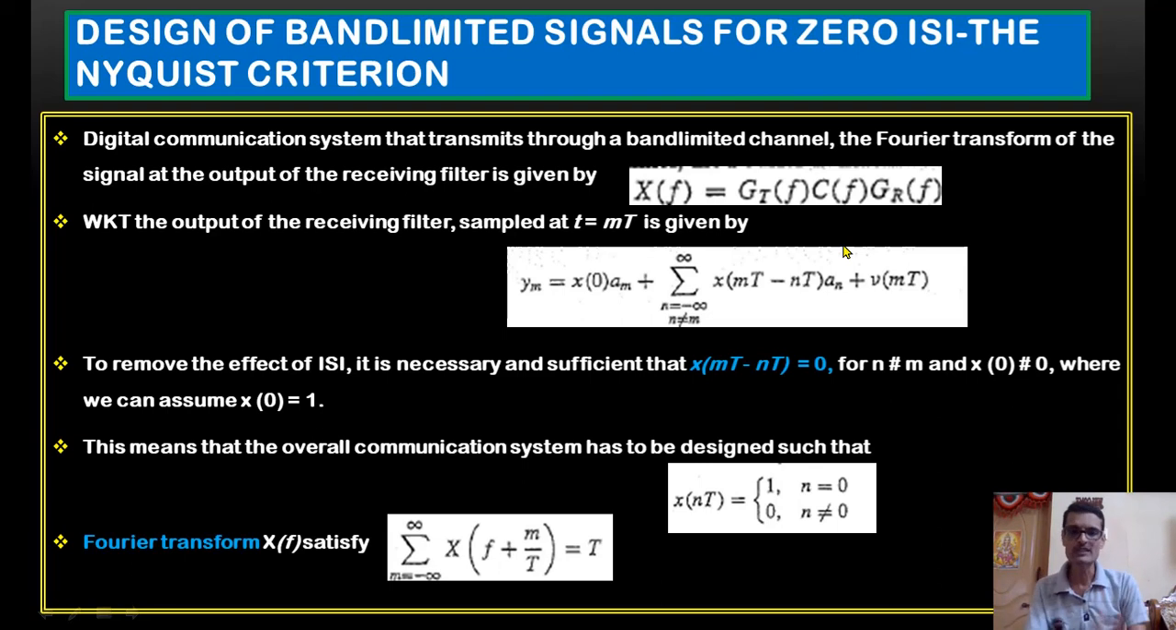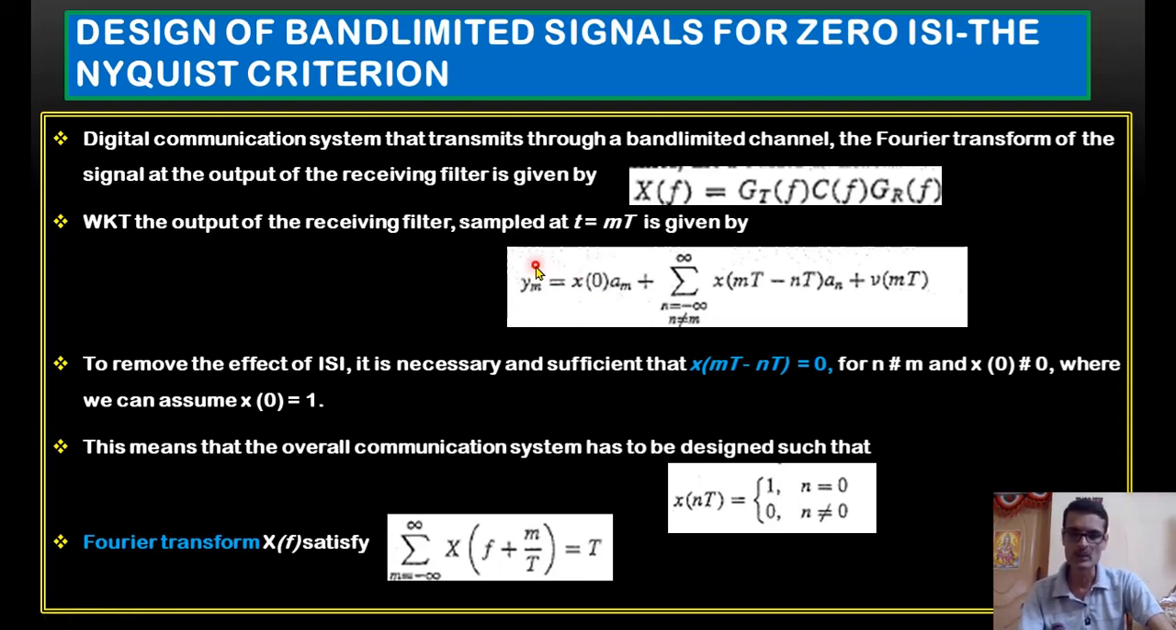So in the output of that receiving filter, the overall response, that is X of f of the received signal, is given by GT of f multiplied by C of f and GR of f. I have explained this in my last video. You also know that when a signal is passed through a receiving filter at time t equal to mT, a particular time instant, let us say 1T, 2T, 3T, 4T, whatever, in general mT, what is the signal we get? We get a signal equal to ym.